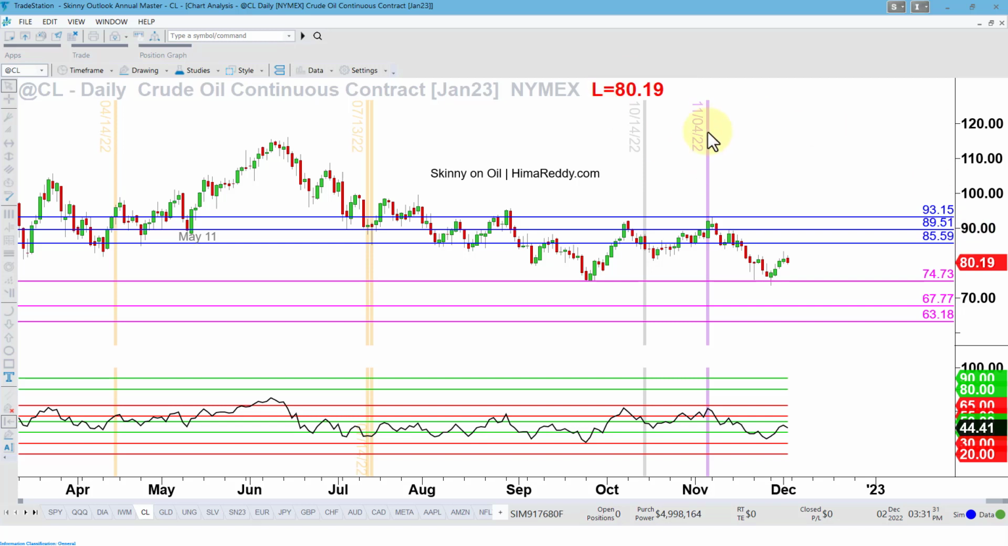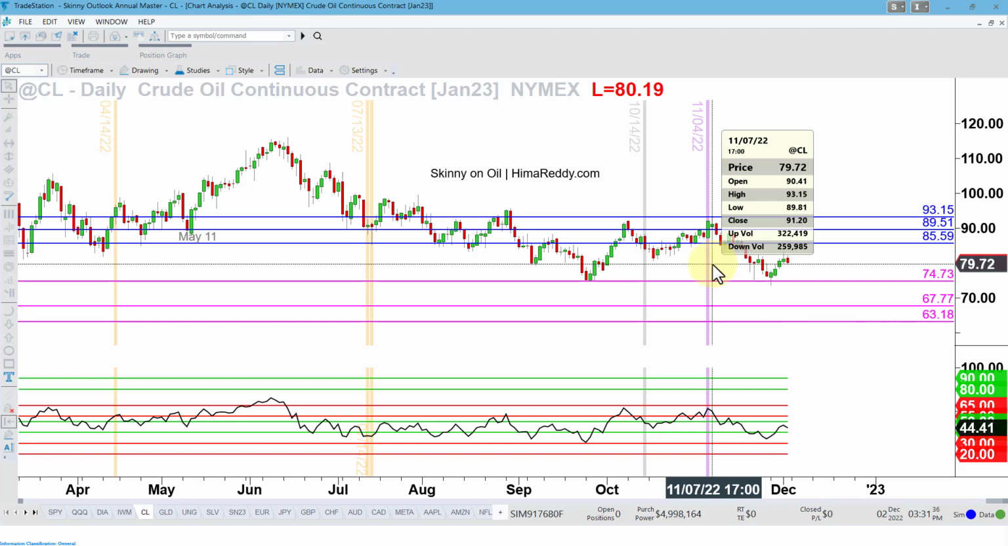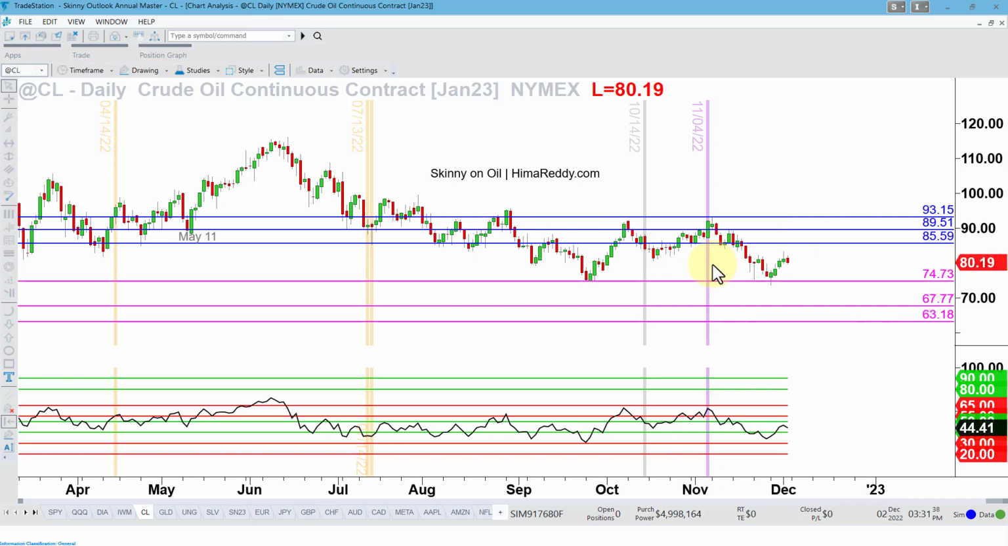I'm forecasting that November 4th would be a very important timing point. And look, just one day after, we had a significant high in oil. So we had been lower off of that level. We tested these lows from late September and are back up again.